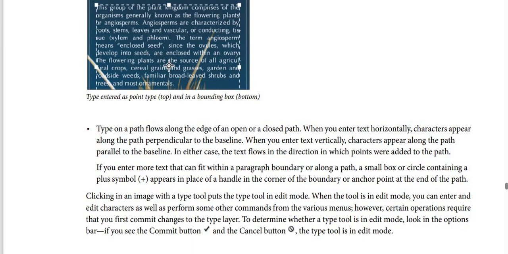And type on a path follows along the edge of an open or a closed path, by the way. When you enter text horizontally, characters appear along the path perpendicular to the baseline. And when you enter text vertically, characters appear along the path parallel to the baseline. In either case, the text flows in the direction in which points were added to the path. And if you enter more text than can fit within a paragraph boundary or along a path, a small box or circle containing a plus symbol appears in place of a handle in the corner of the boundary or anchor point at the end of the path.